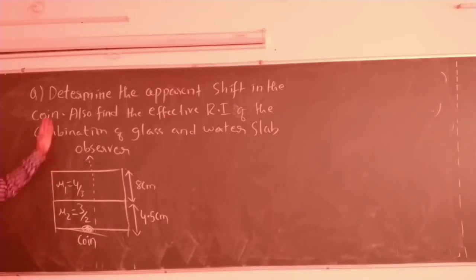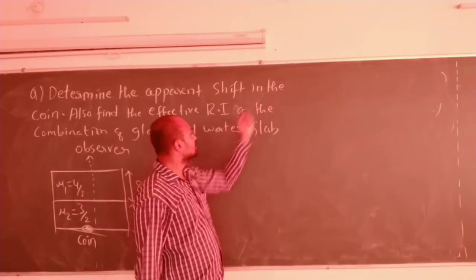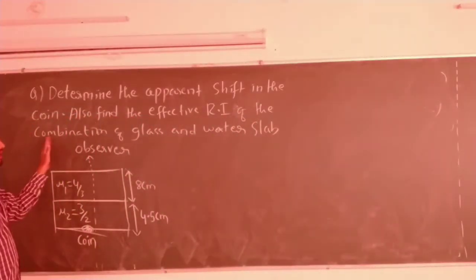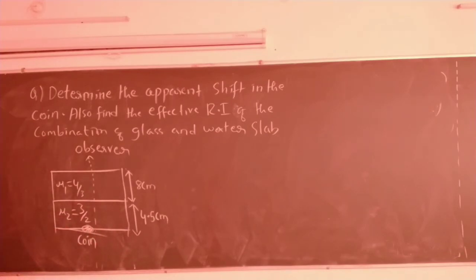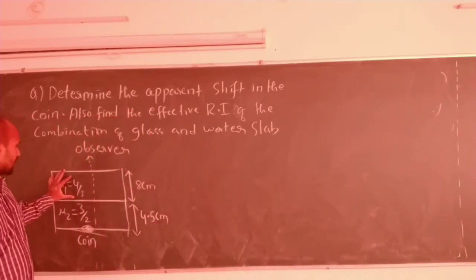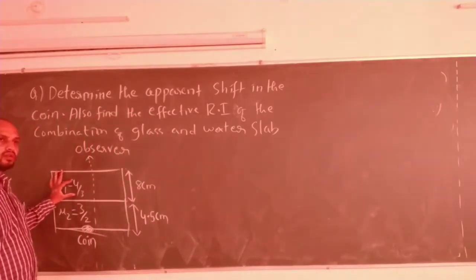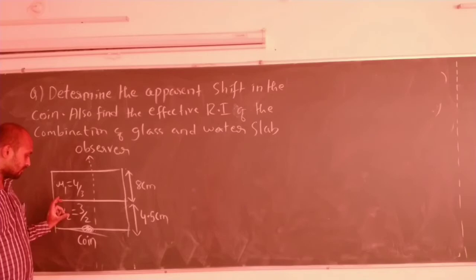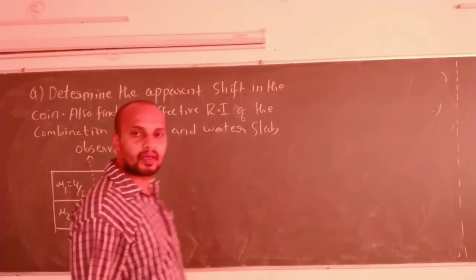See here, another question we have. Determine the apparent shift in the coin. Also find the effective refractive index of the combination of glass and water. Imagine this is water. Usually one of them is water and one of them is glass. 4 by 3 is greater than 3 by 2, right? 4 by 3 is 1.33, and 3 by 2 is 1.5. So mostly this will be glass, this will be water.